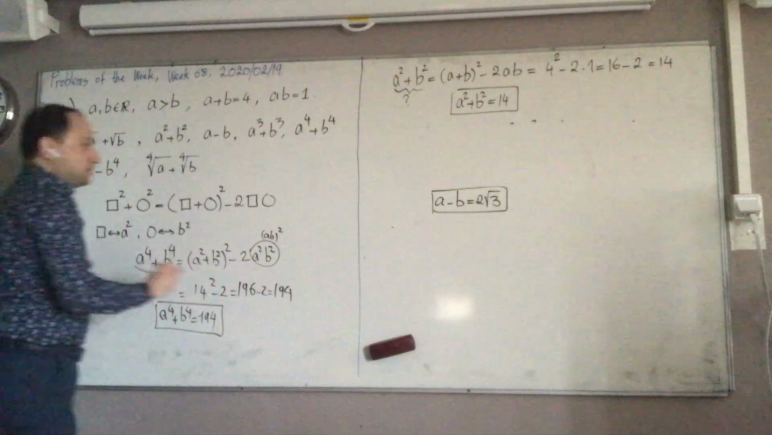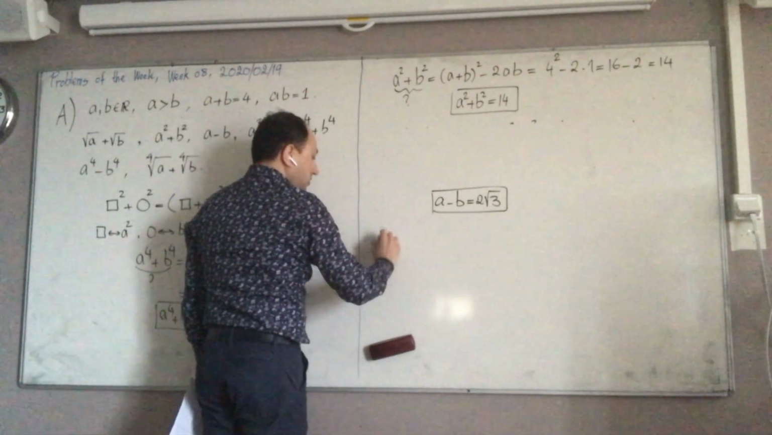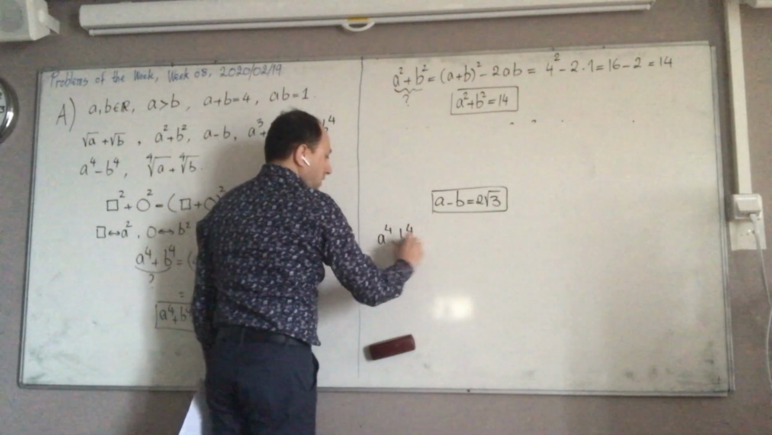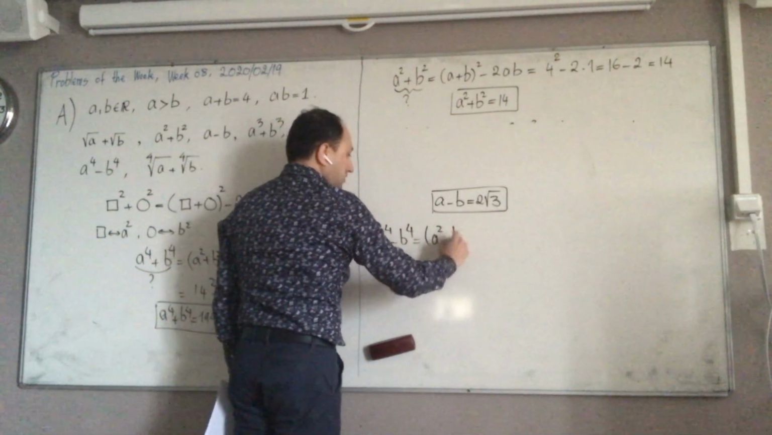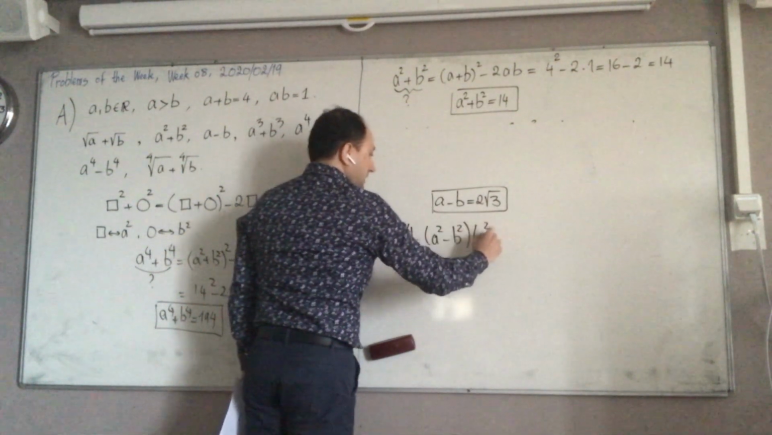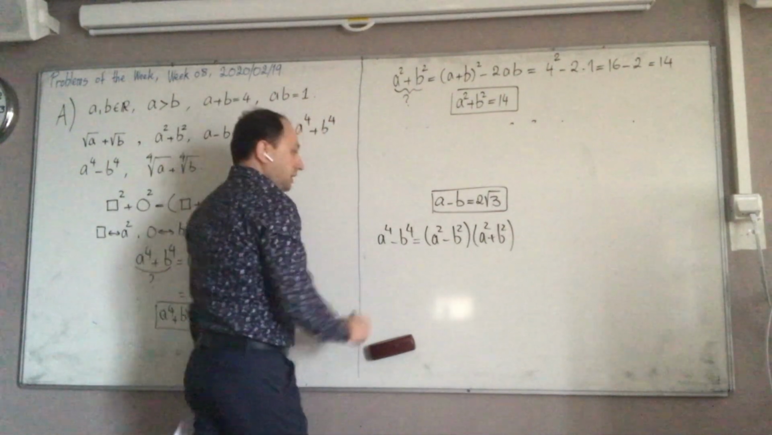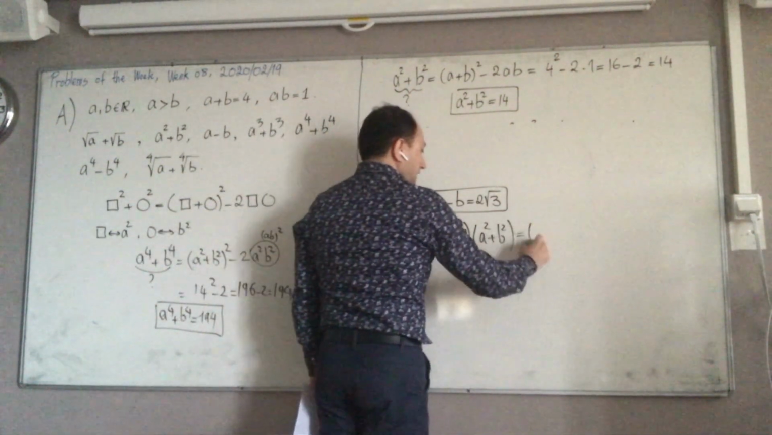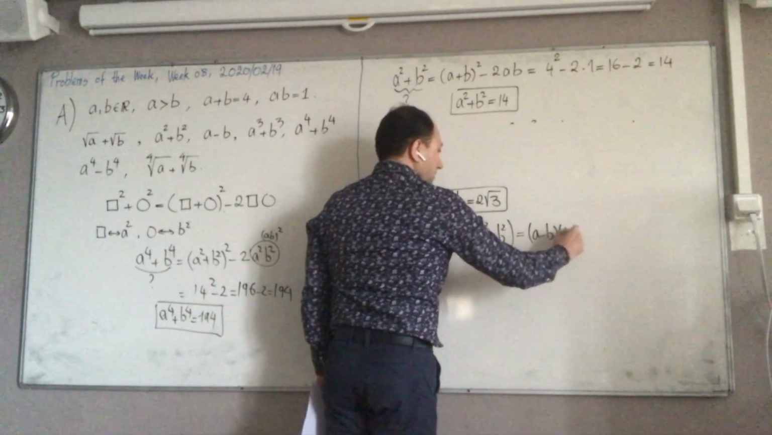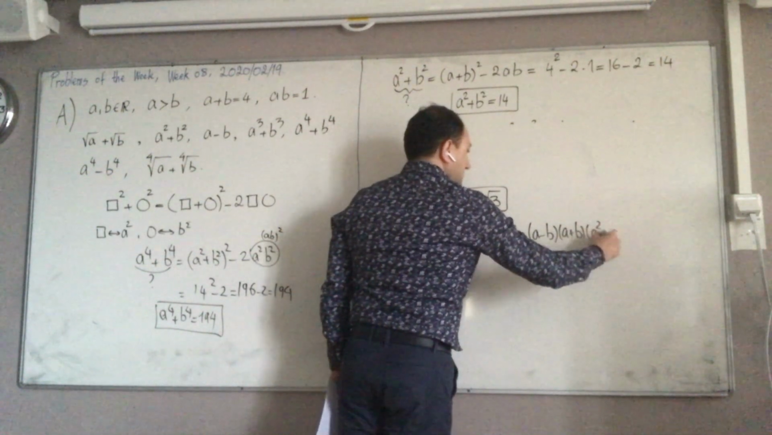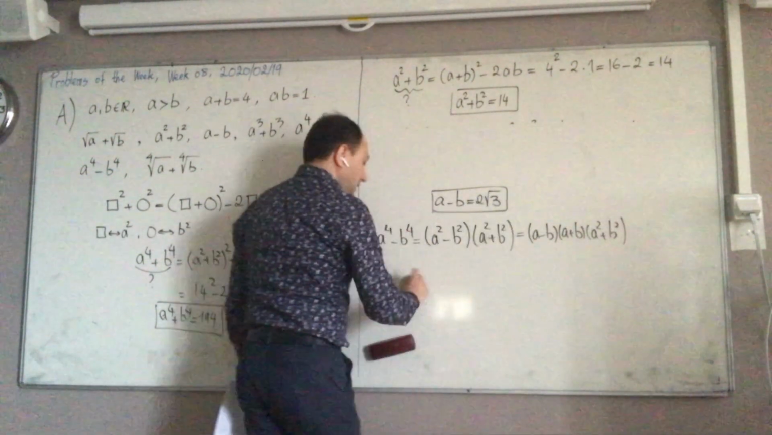a to the 4 minus b to the 4 actually forms a conjugate pattern for me. So I can factorize it once using the conjugate pattern, so it becomes this. But I can also factorize this one more step, so it becomes (a minus b)(a plus b), and then I have (a squared plus b squared), yes? So what is left for me?